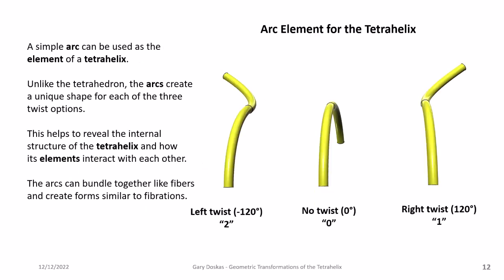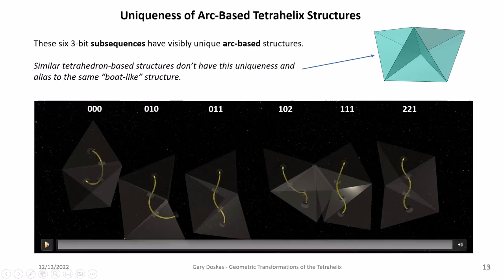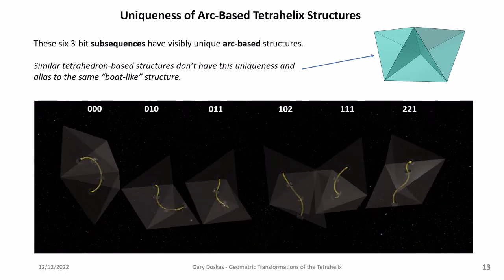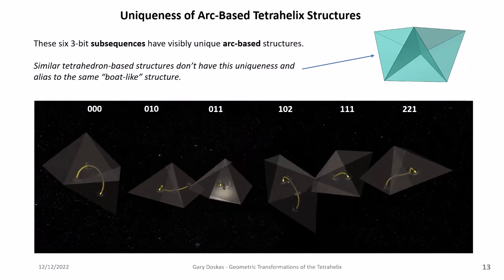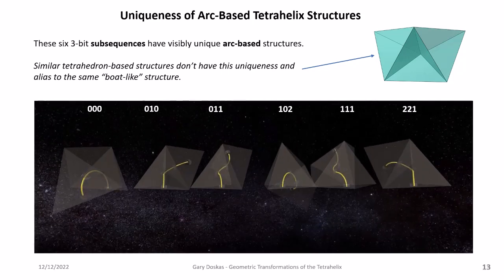So this is just the visual of the different twist options, now using arcs. Again, unlike the tetrahedron, these arcs create these unique shapes that become more visible, and it allows the internal structure of the tetrahelix to be revealed. You'll notice that these arcs tend to bundle together like fibers and also create these forms similar to vibrations that we'll see in the upcoming slides.